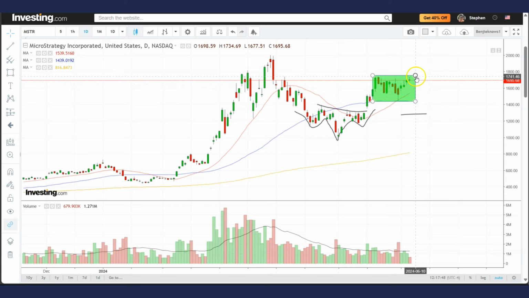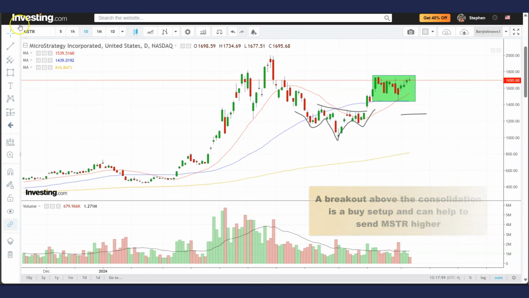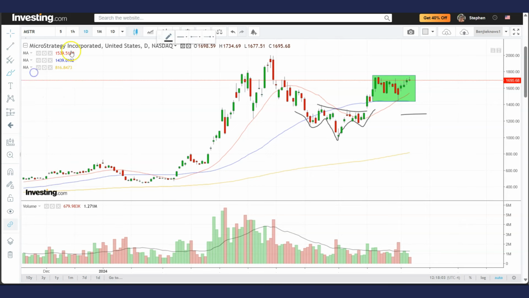And if MicroStrategy is able to break above this consolidation, then we have a buy point, a breakout actually, and that would be very good for the stock to move higher. I don't know whether you can see it or not, but the stock might be making a pattern within a pattern. We have an inverse head and shoulders here, and there is a possibility that it might be forming a cup with handle pattern as well.